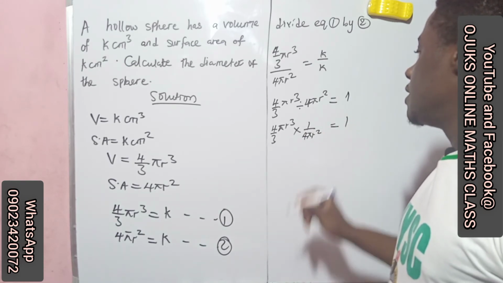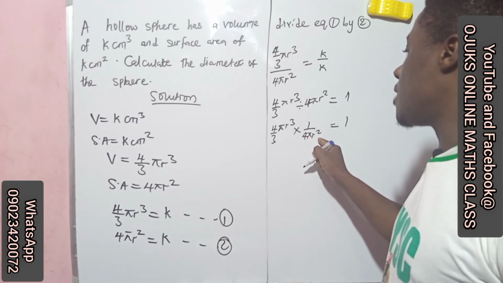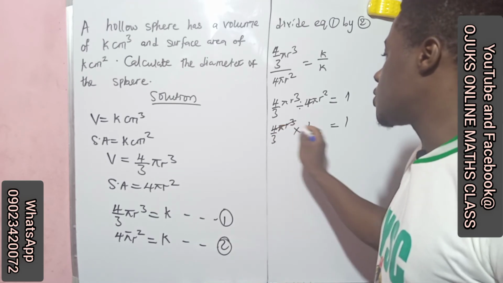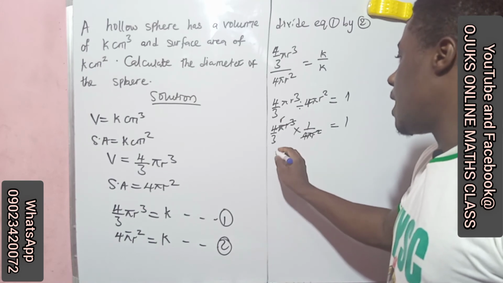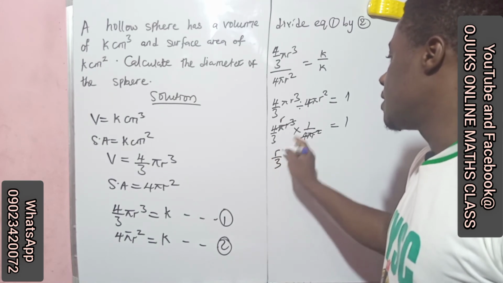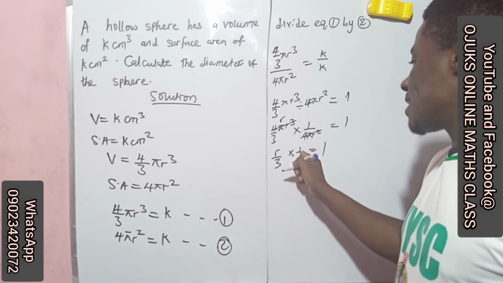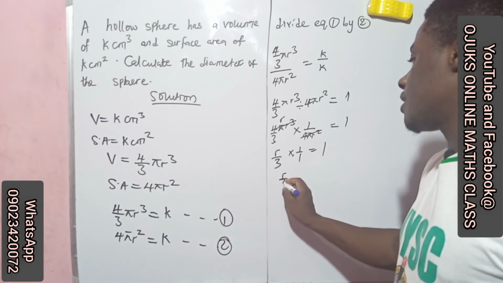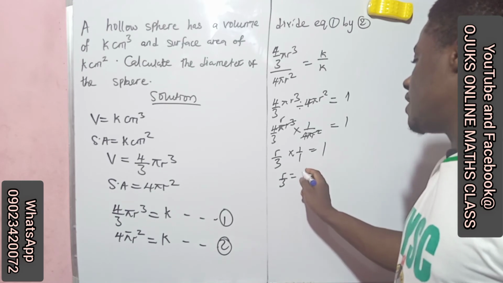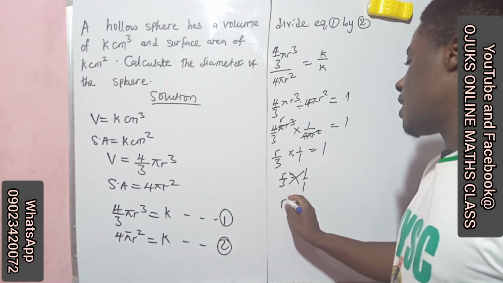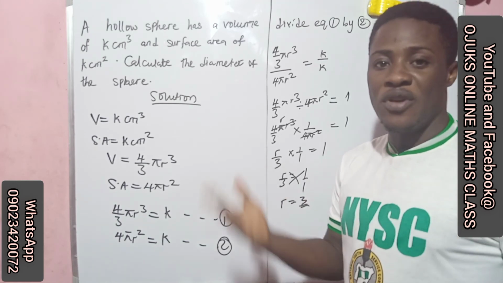If we keep on solving, this becomes 4 pi r cube divided by 4 pi r squared. Automatically, this cancels, we are having just r here. Then this becomes r/3 times 1/1 equals to 1. 1/1 you have 1. So 1 times r times 1, we're having r/3 equals to 1/1. If we cross multiply this, we have r times 1, we're having r equals to 3 times 1, we're having 3. Automatically, we have gotten the radius of the sphere.